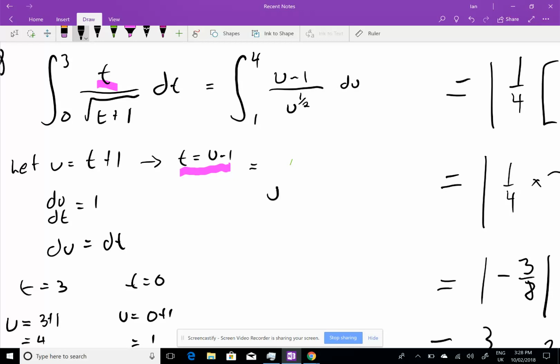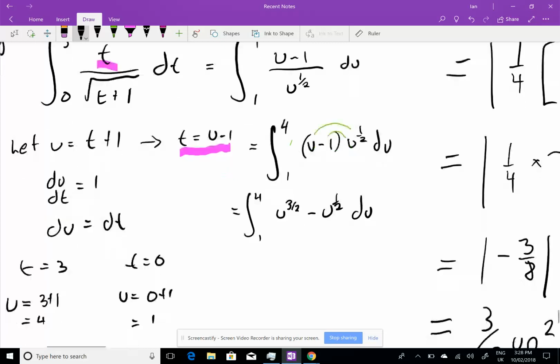Okay. I'm going to play with this a bit more because I've got that u on the bottom. So u minus 1 times u to the half du, between 4 and 1. Now here I'm just going to do this expansion, u times u to the half, and one of those. So I'm going to get u to the 1 times u to the half is u to the 3 on 2, minus u to the half, because 1 times u to the half is u to the half du. Now I can integrate.